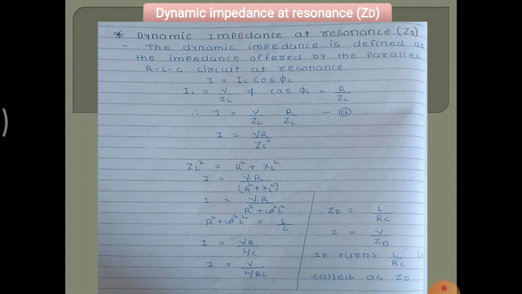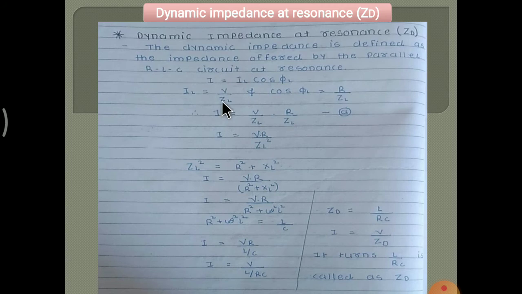The variation of impedance with frequency is obtained here. Then admittance is the reciprocal of impedance, so at the resonance frequency admittance is minimum and impedance is maximum. The dynamic impedance is defined as the impedance offered by the parallel RLC circuit at resonance. This is the definition of dynamic impedance.